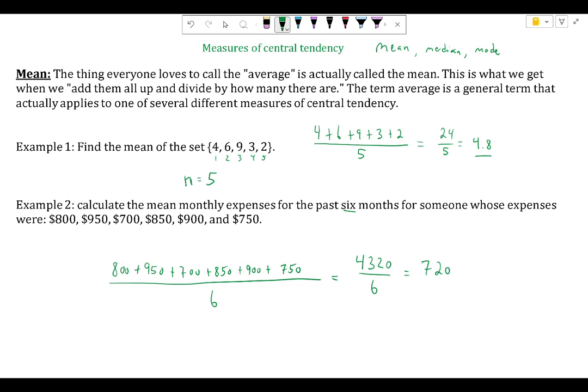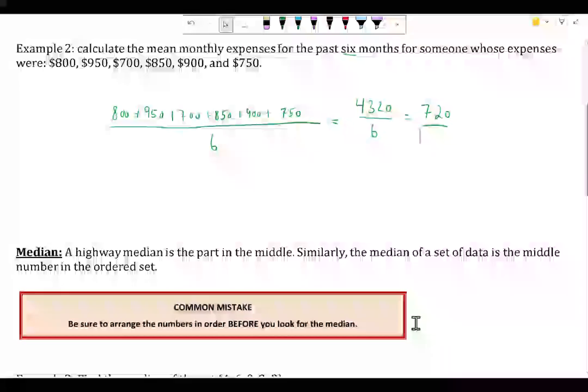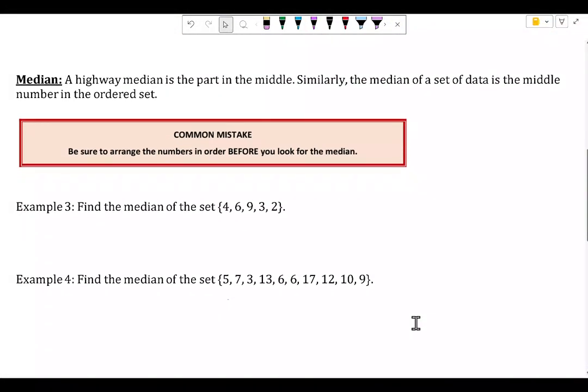All right, so that is how we can find the mean. The next measure of central tendency that we will look at is the median. A highway median is the part in the middle. Similarly, the median of a set of data is the middle number in the ordered set. A common mistake that students make is that they do not arrange the data values in ascending order first. So we need to make sure that we arrange these in order from least to greatest first. So we would not say that 9 is the median, because 9 is not the middle number in ascending order. It's just the middle number in how it's written.